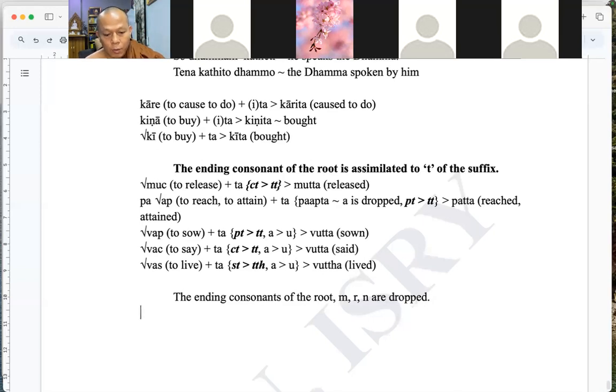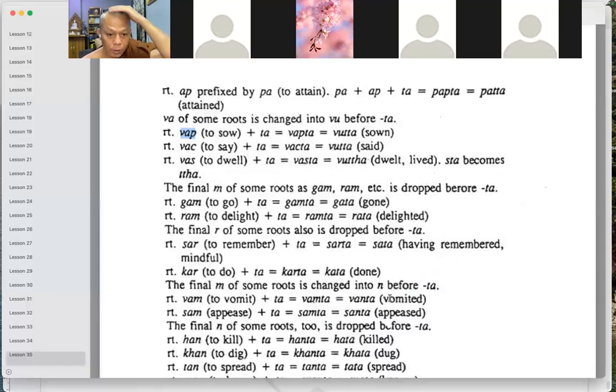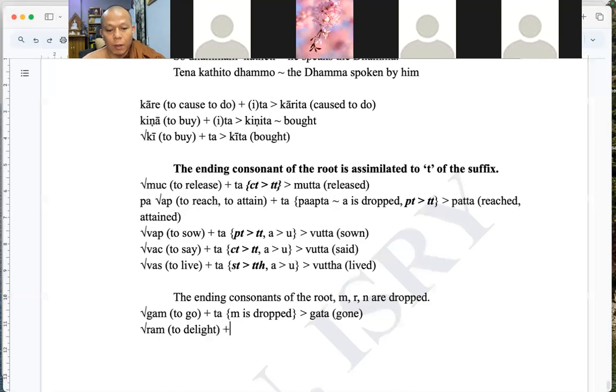So now, firstly, rugam. Rugam means to go, and the past participle da. So here, ma is dropped. That is why gadda. So gada may mean gone. Okay. And then root ram, to delight. Root ram is to delight. And then da, so ma is dropped. So ram da, delighted.